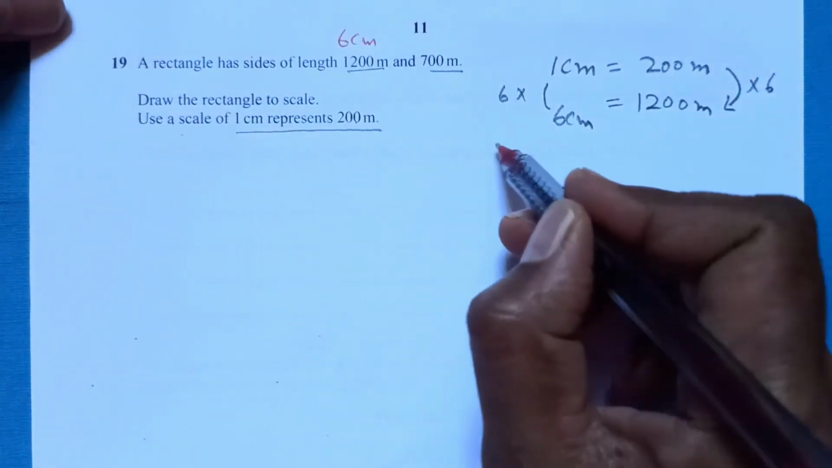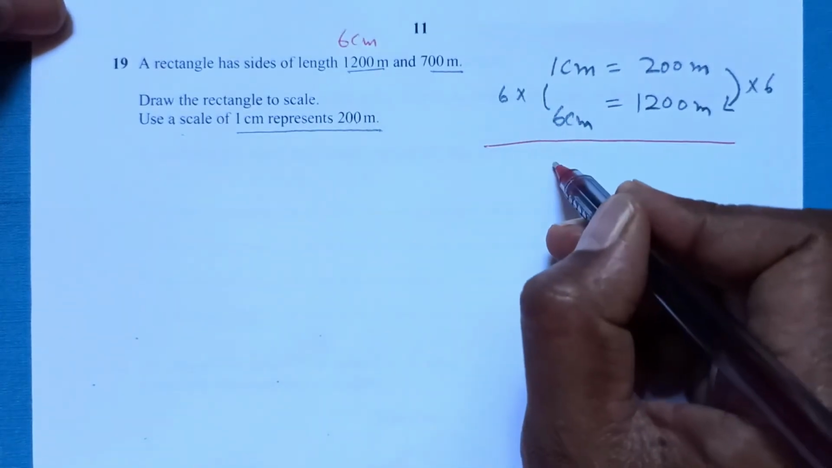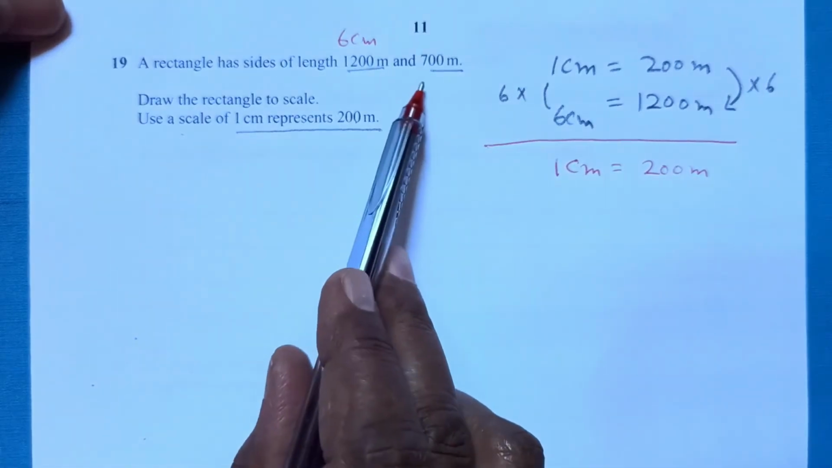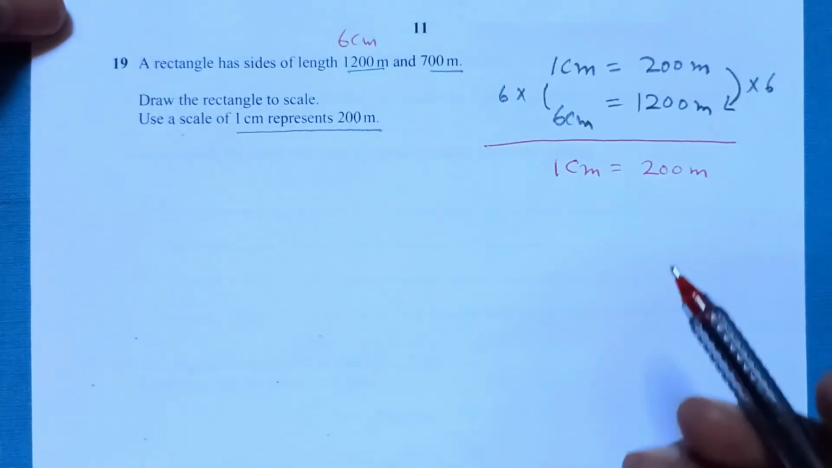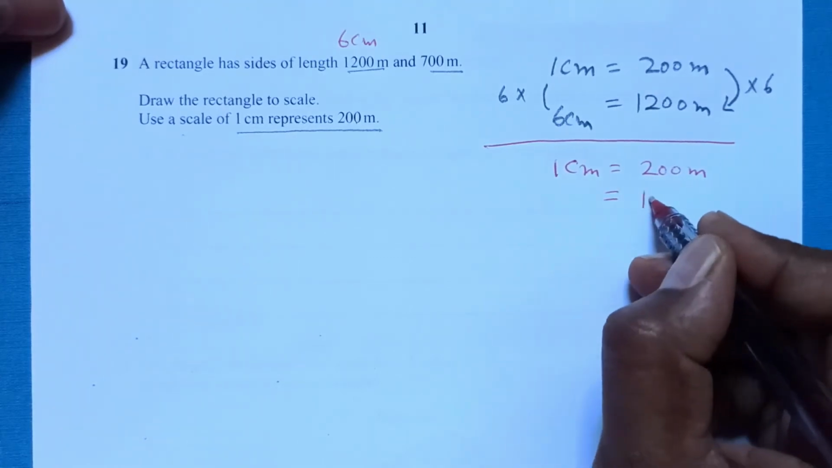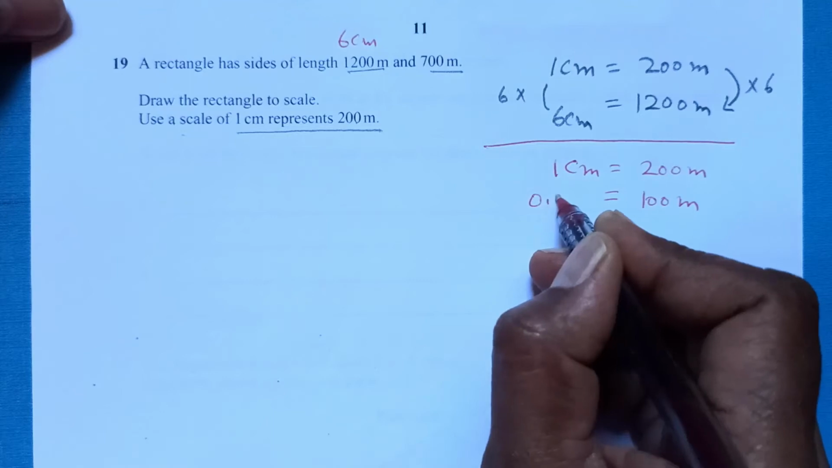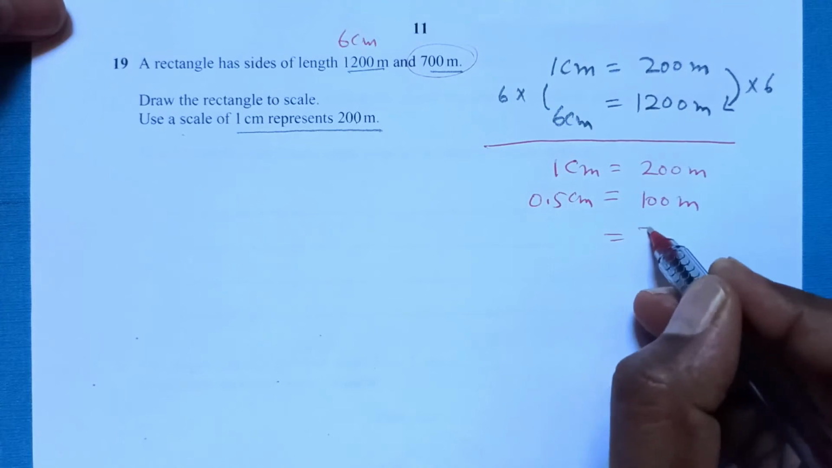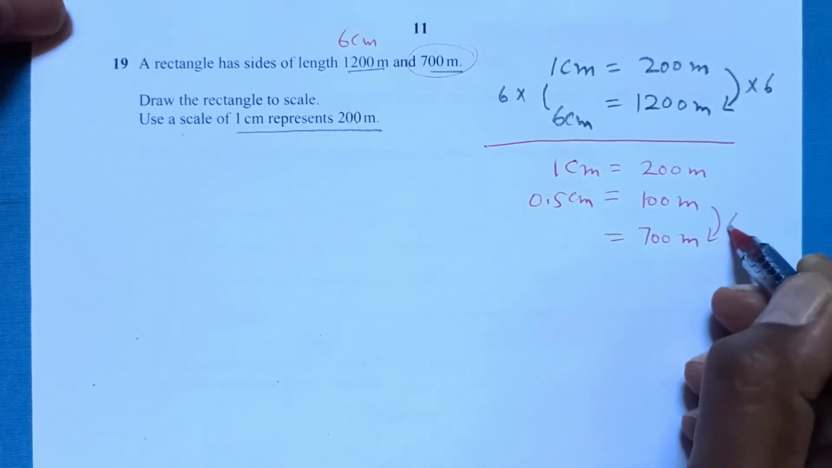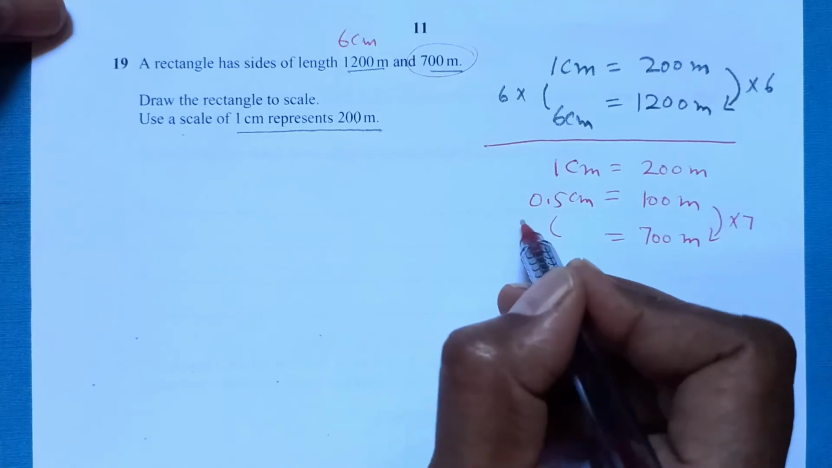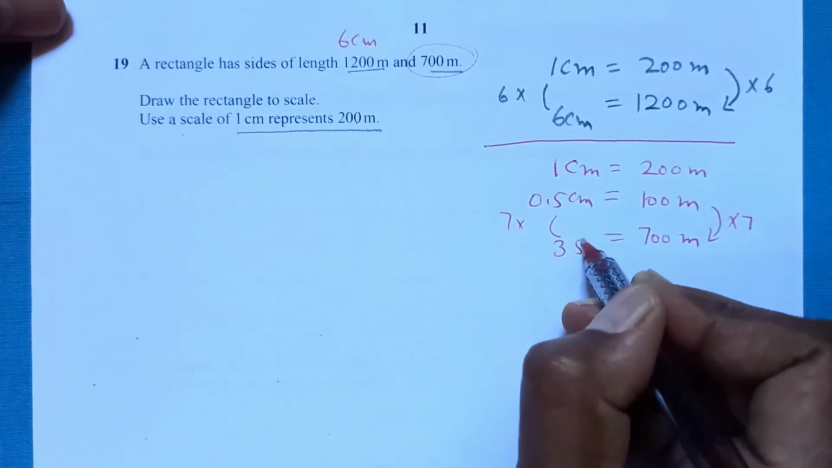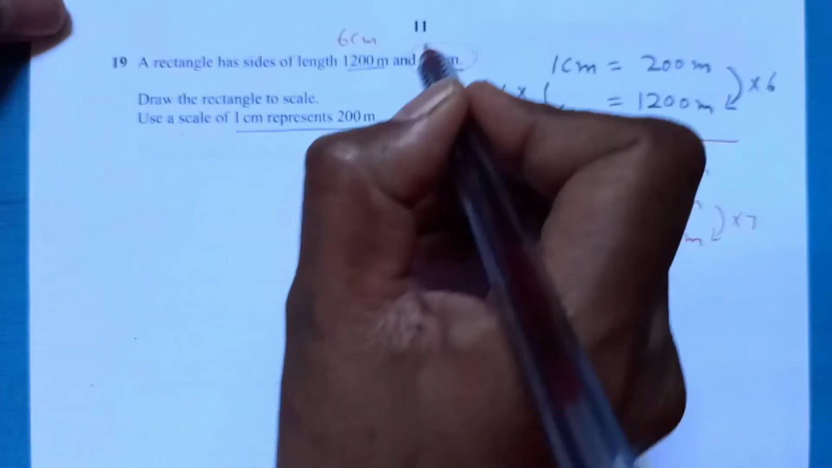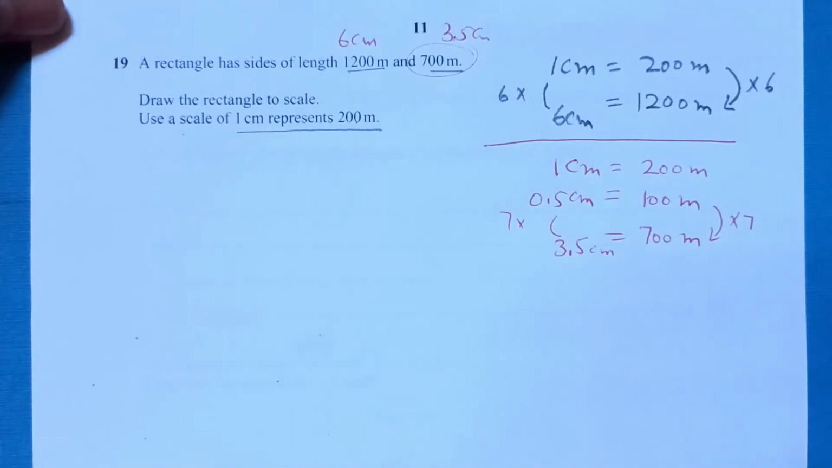Now we are left with the other one. Again 1 centimeter equals 200 meters. It's hard to get to 700 here, so we can easily make it half of this. So 100 meters will be represented by 0.5 centimeters. But we need 700 meters, so here times 7, and here also times 7. 7 times 5 is 35 with 1 decimal place. So that will be represented by 3.5 centimeters. So the other side is 3.5 centimeters.